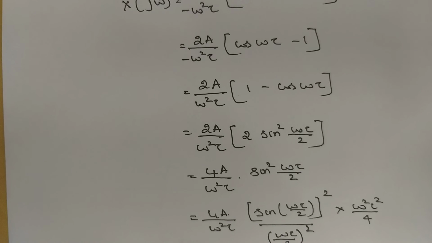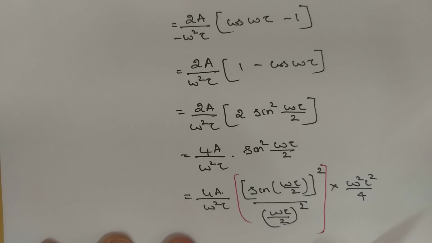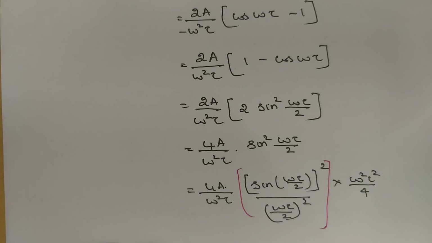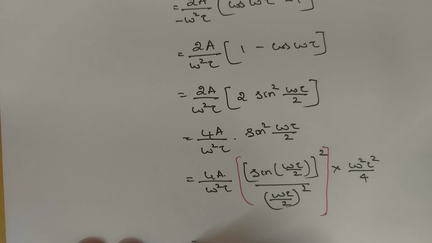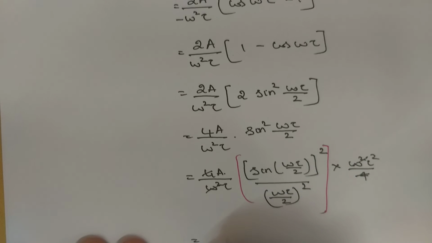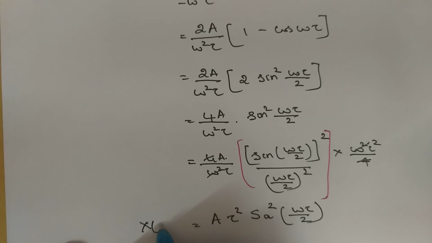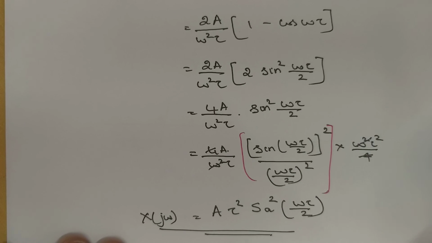This particular function what we have written is nothing but the sampling function. So we can take the sampling square. For this, the 4 and 4 get cancelled, omega square gets cancelled. So this will be a into tau square into sampling square of omega tau by 2. So this will be x of j omega for the triangular function. So this will be the Fourier transform for this particular case. Thank you for watching this particular video session.